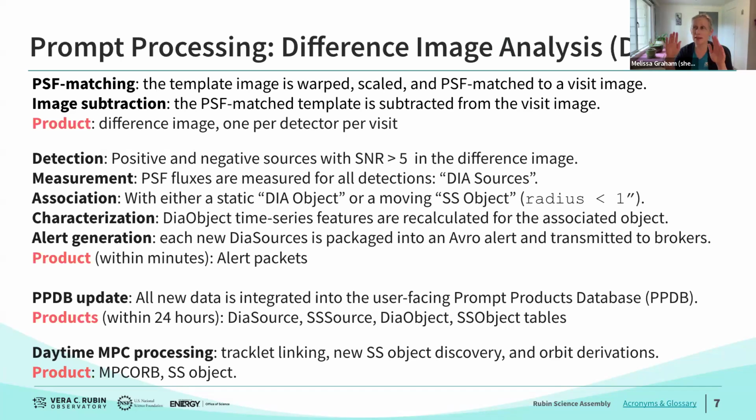Then association happens. This newly detected source in a difference image is associated either with a static DIA object. So if we've ever seen a DIA source at that location before, as in at that RA and Dec before, then it gets associated with the DIA object that has been established already at that coordinate. Or if there was nothing there, but there's a known solar system object that's expected to be at that location, at the time when that visit image was taken, then the DIA source gets associated instead with that solar system object. The association radius that is used for both of these cases is 1 arcsecond.